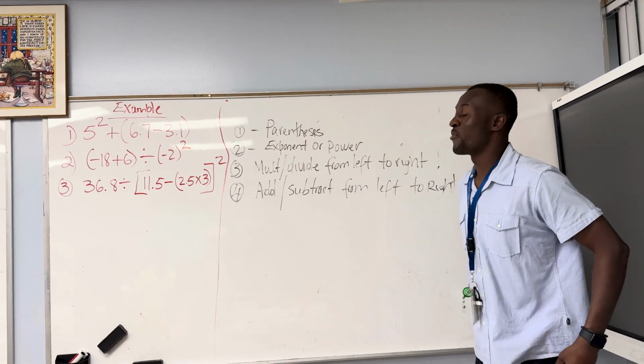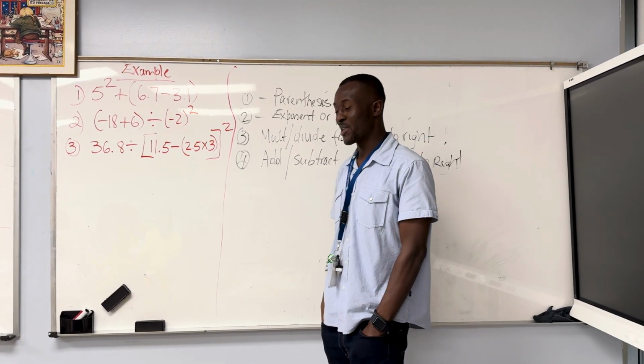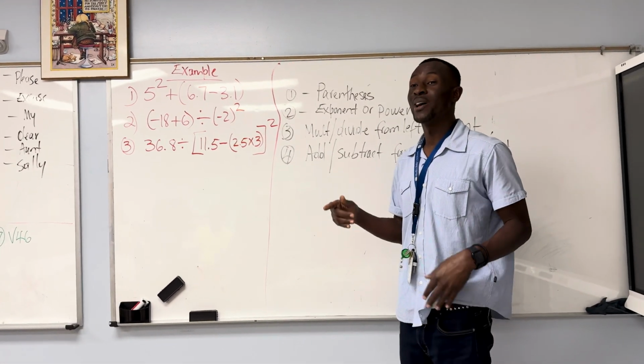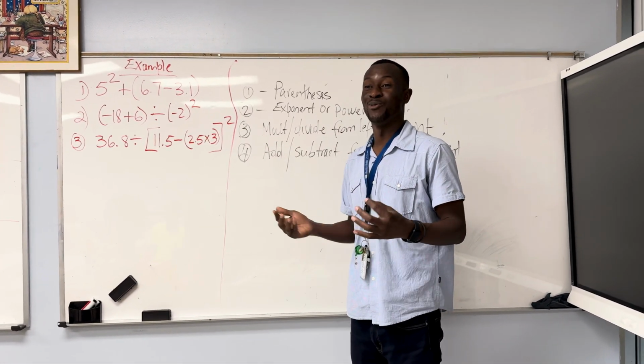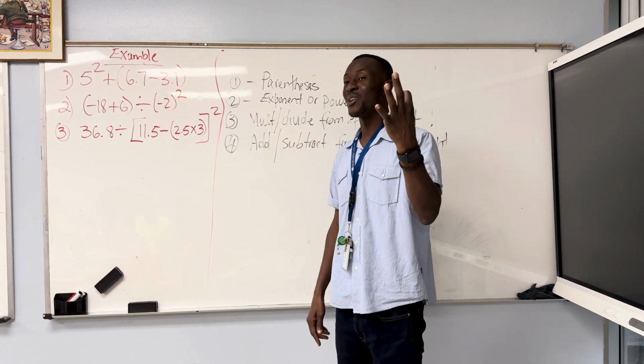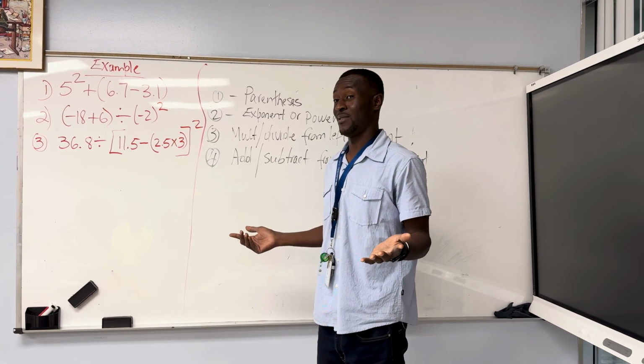Again, the order of operations is a set of rules used to find the value of expressions that have more than one operation. You know what the operations are, guys? There are 4 of them: addition, subtraction, multiplication, and division. Those are your operations. There's no more, right?